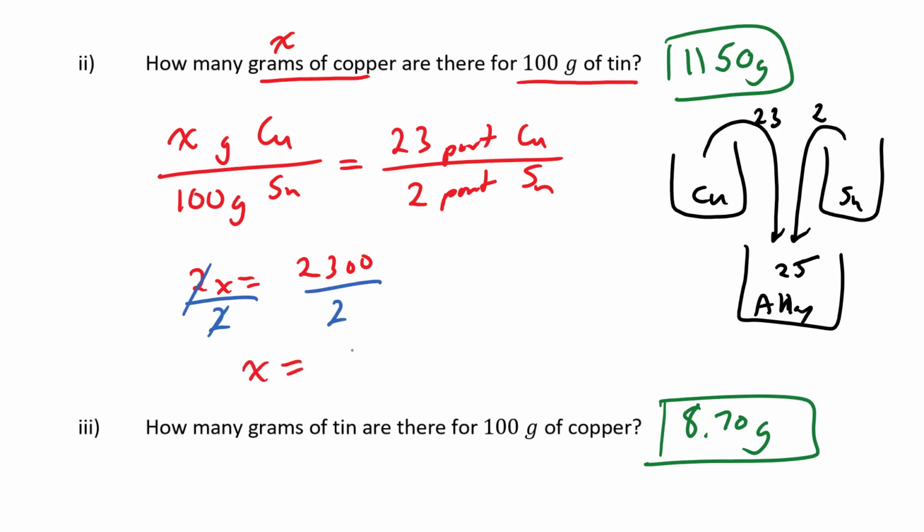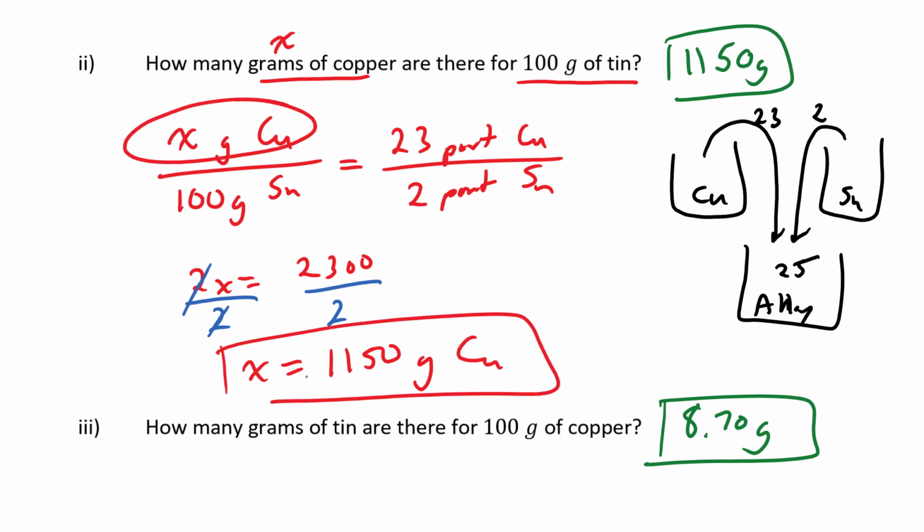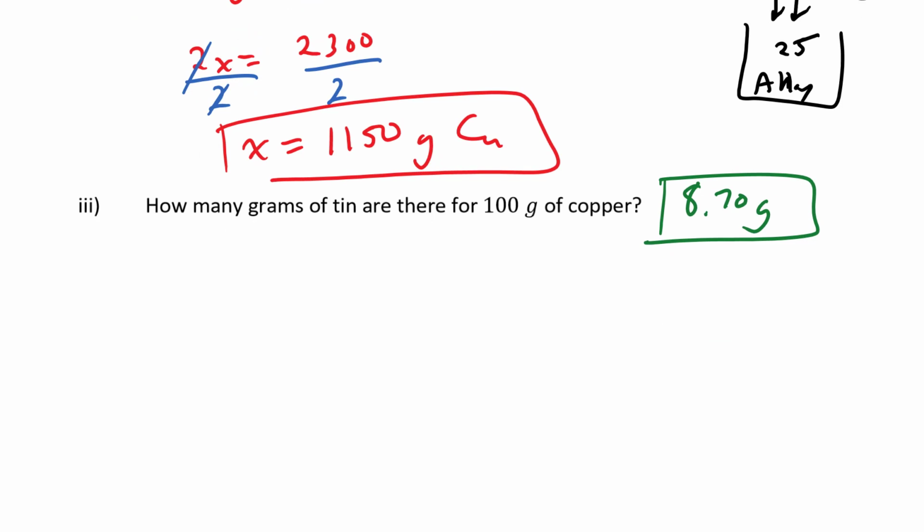And here x is equal to 1,150 grams of what? Of copper. For this one, we do something similar. In this case here, we're having 100 grams copper. There's a limited amount of copper. We want to maximize the amount of tin. We use a very similar method to the last one. Give that a try on your own.